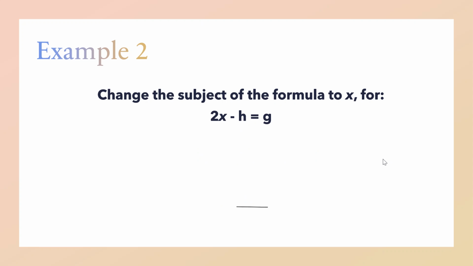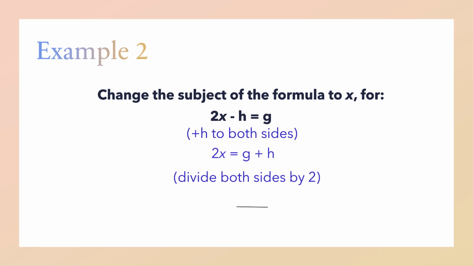Example 2. Change the subject of the formula to x for 2x minus h equals g. This time we've got a 2x and a minus h. We need to get rid of the minus h first, then deal with the 2. So add h to both sides, and then divide by 2, x equals.